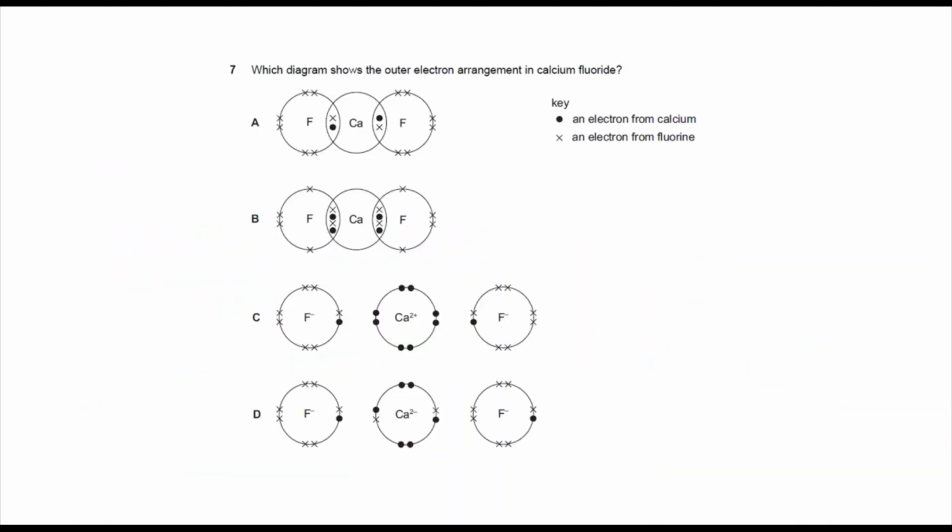Moving on. Question number 7. Which diagram shows the outer electron arrangement in calcium fluoride? Well, here you should ask yourself, is calcium fluoride a covalent compound or an ionic compound? I believe your answer would be ionic. So it can't be option A or option B, because in ionic there is a transfer of electrons, not sharing of pairs of electrons, which we see in A and B.